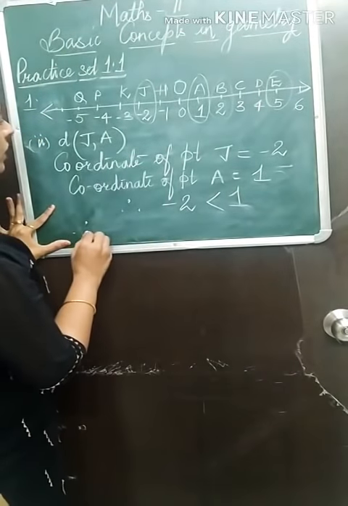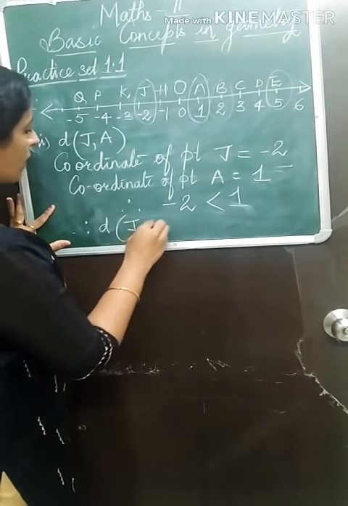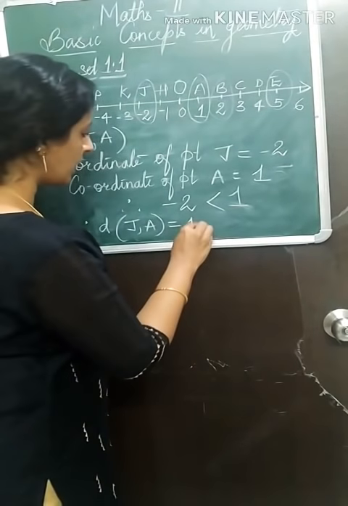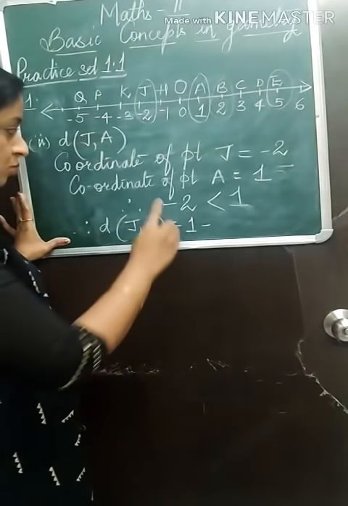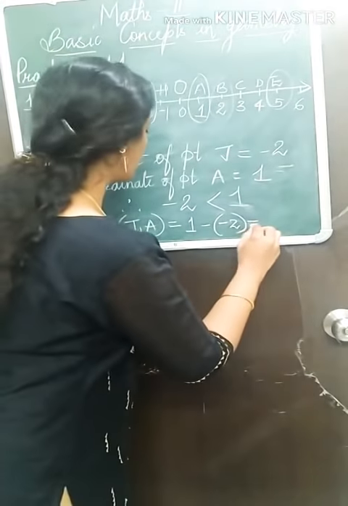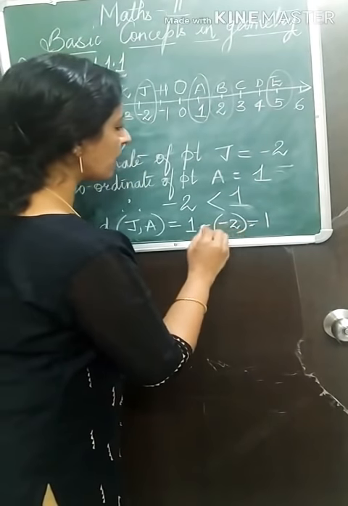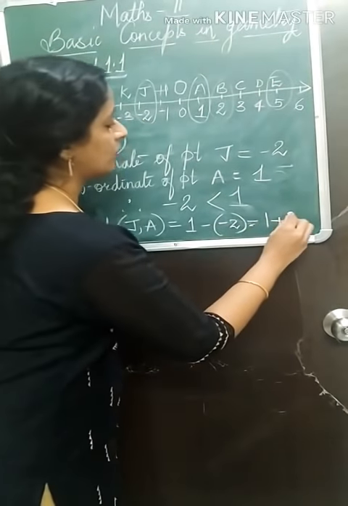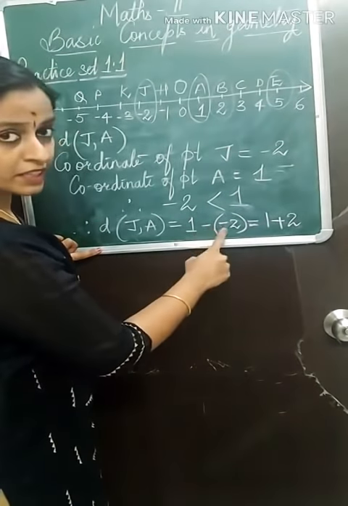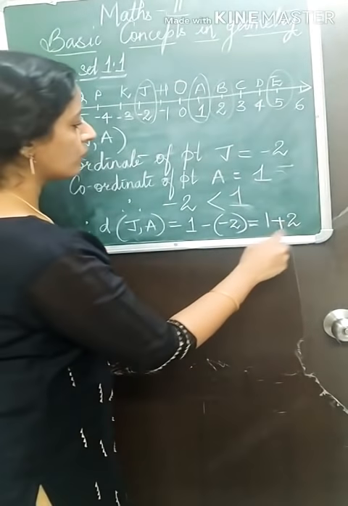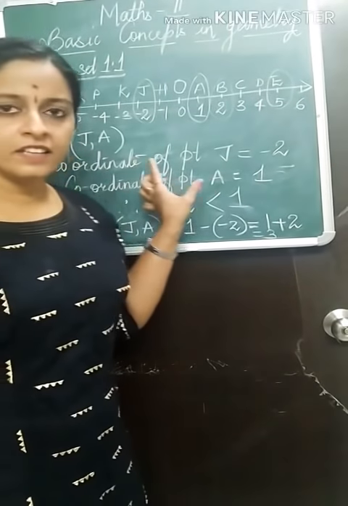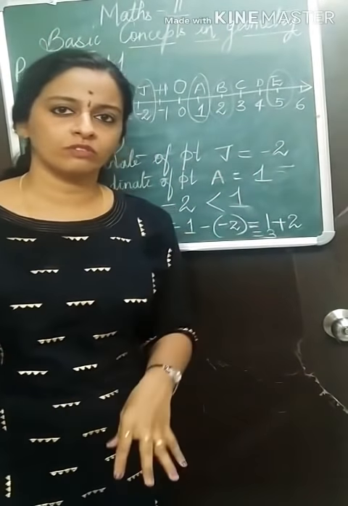So therefore distance between J, comma A equal to bigger number, which is 1, minus smaller number. Smaller number is minus 2, which is equal to 1 minus (minus 2). Minus into minus is plus 2. Okay, 1 I wrote as it is. Minus and minus is plus and 2. 1 plus 2 is again 3. So what is the distance between J, comma A? Distance between J, comma A is also 3.